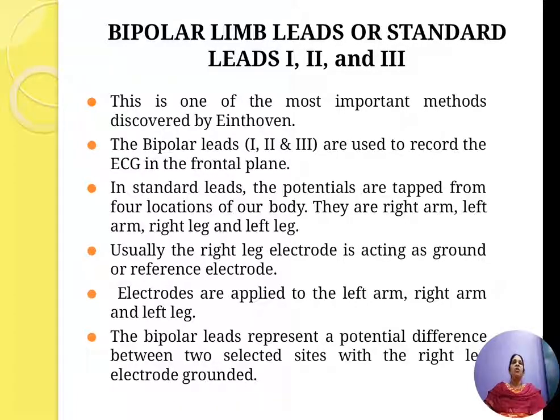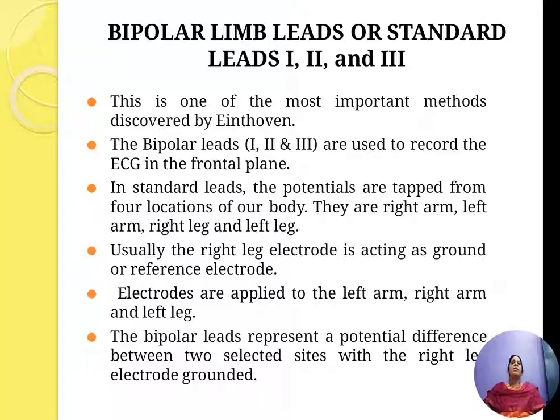So you are using your right leg, which is acting as a ground. The left leg will be an active electrode, and the right leg will be considered as ground potential. Usually the right leg is considered as the ground or reference electrode.